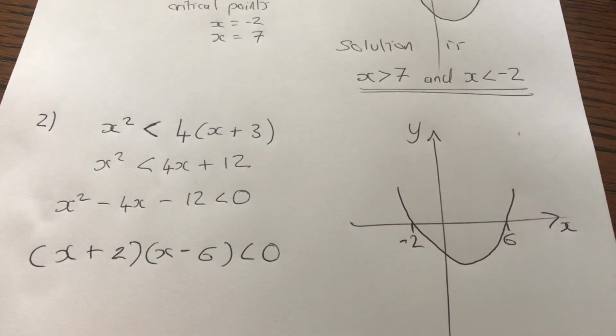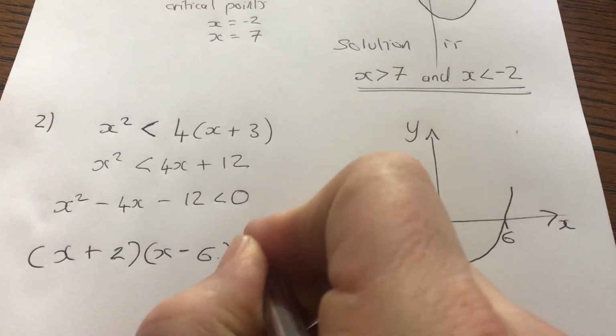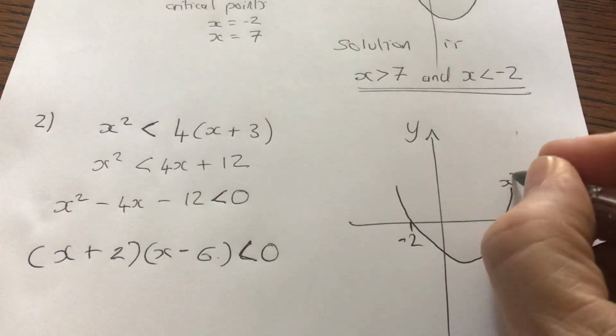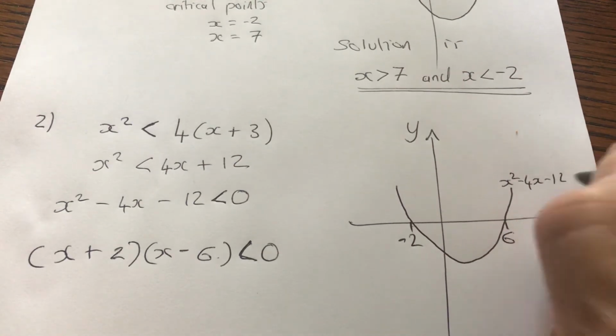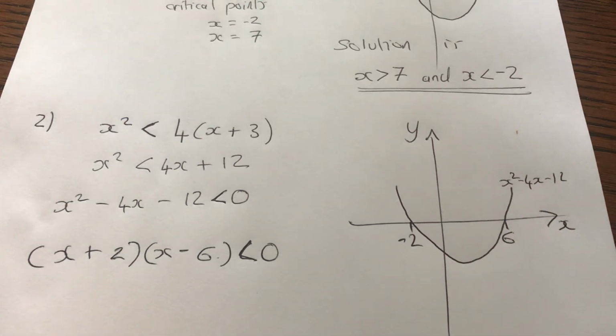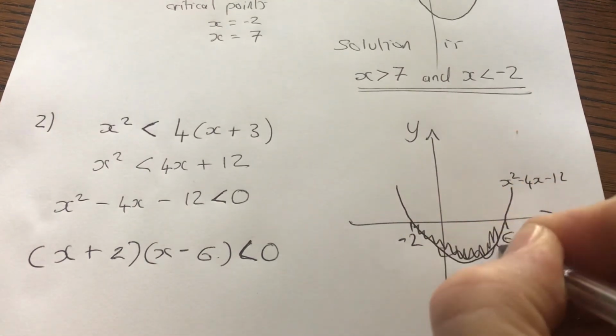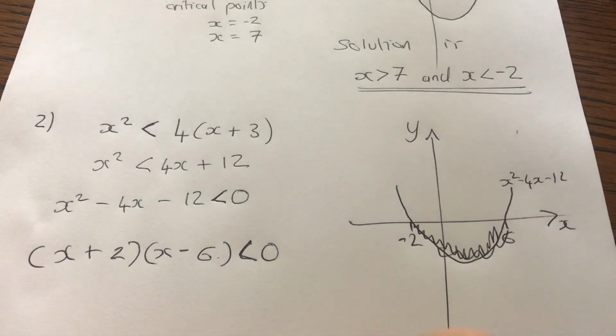Well, this time I want to know when this quadratic is less than 0. When is x squared minus 4x minus 12 less than 0? This time underneath the x-axis, this bit. I always do a little scribble over it so I know what I'm doing.